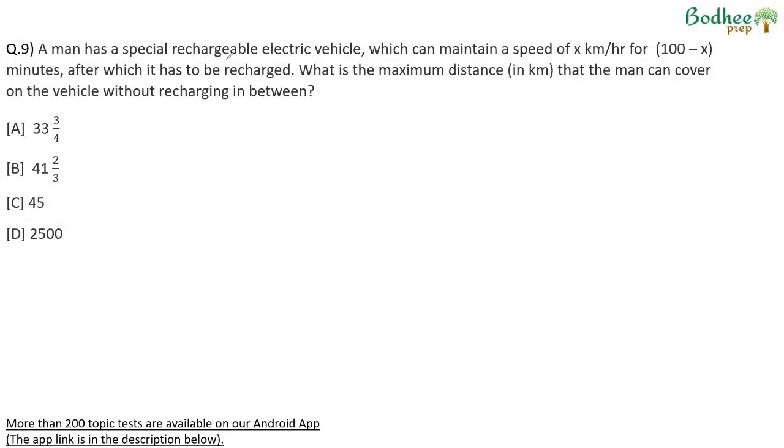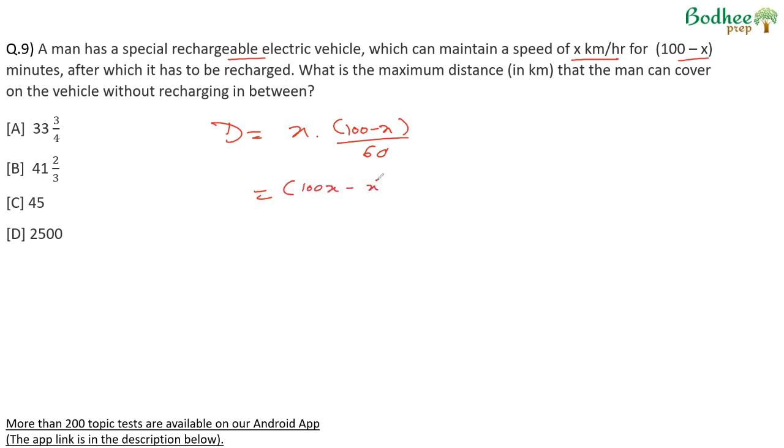A man has a special rechargeable electrical vehicle which can maintain a speed of x kilometers per hour for 100 minus x minutes, after which it has to be recharged. What is the maximum distance that the van can cover on the vehicle without charging in between? Now, distance is nothing but speed into time. Speed is x. Time is (100 minus x) upon 60, because this is in minutes, we convert it into hours. So we have to find the maximum distance.